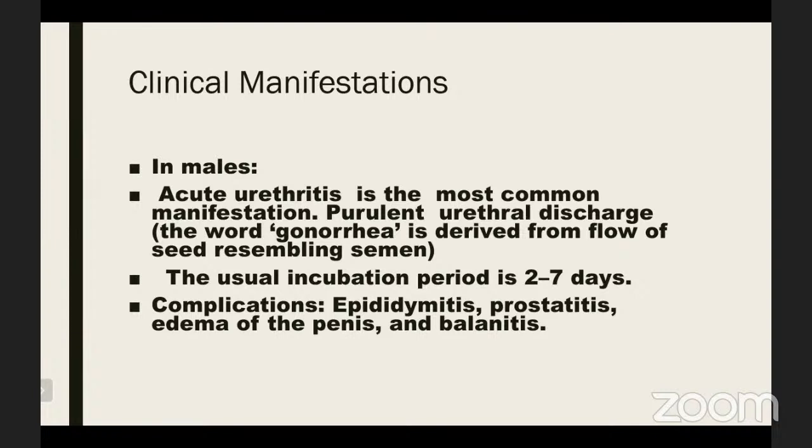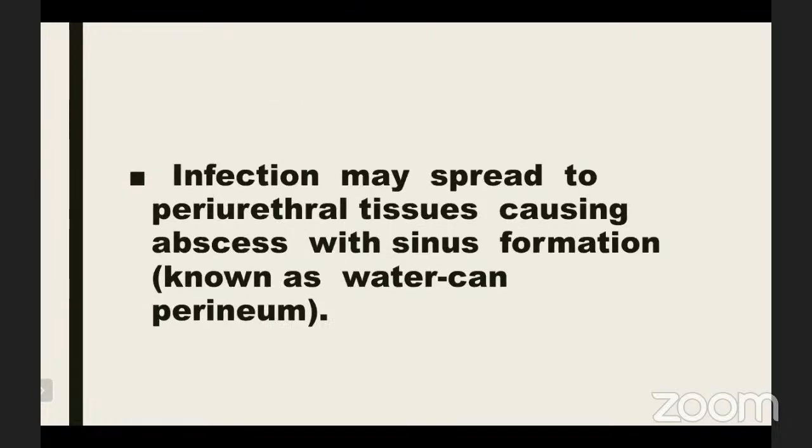In males, acute urethritis is the most common manifestation. Purulent urethral discharge is seen. The word gonorrhea is derived from the flow of seed, resembling semen. The usual incubation period is 2 to 7 days. The complications are epididymitis, prostatitis, edema of penis, and balanitis. Sometimes the infection may spread to periurethral tissue, causing abscess with sinus formation. It is also known as watering can perineum.